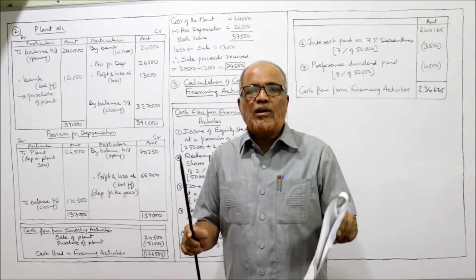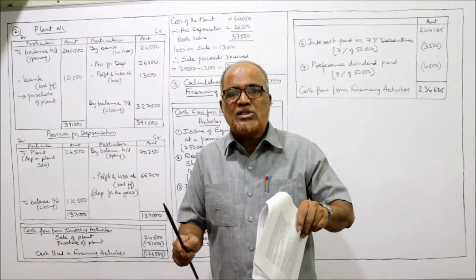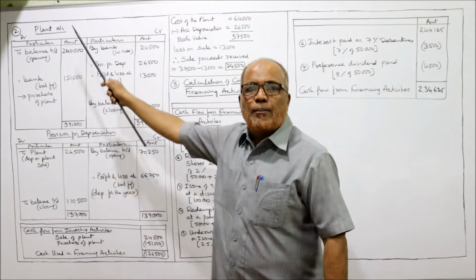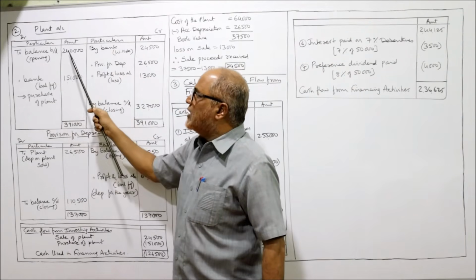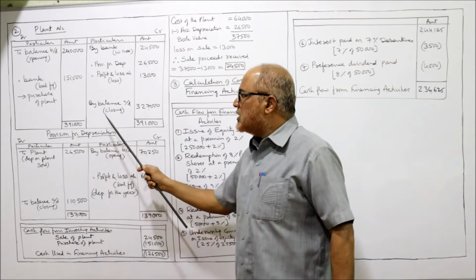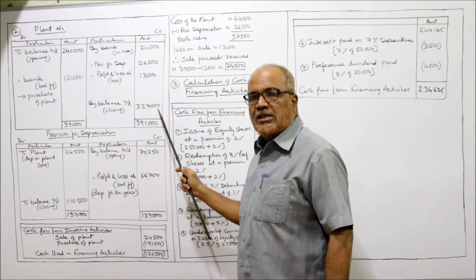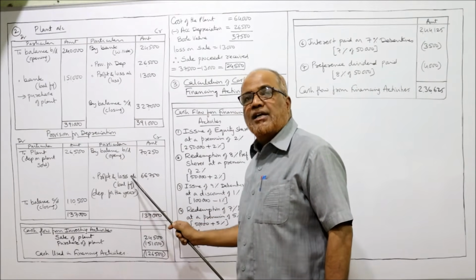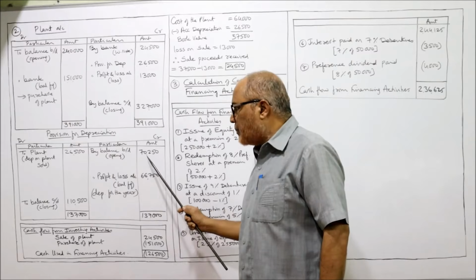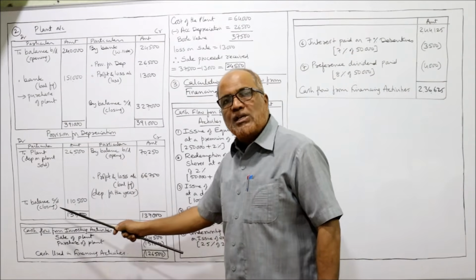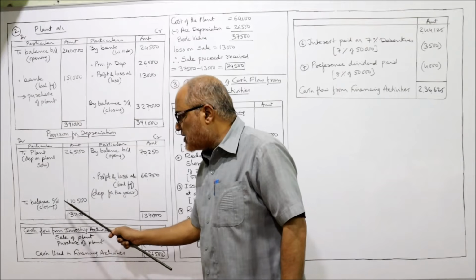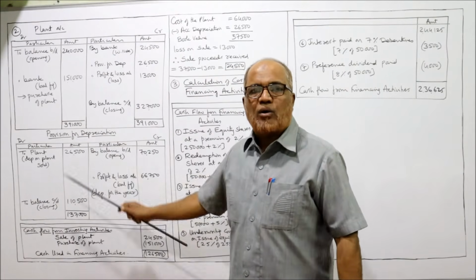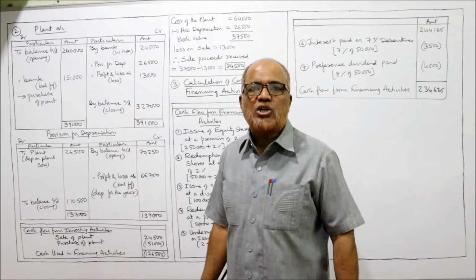So first of all, we have to take the opening and closing balance of plant account and provision for depreciation account. Plant account opening balance debit side to balance brought down 2,40,000. Closing balance by balance carried down 3,27,000. Similarly, provision for depreciation opening balance credit side by balance brought down opening 70,250. Closing balance to balance carried down closing 1,10,500. So we have taken the opening and closing balance of plant account and provision for depreciation account.